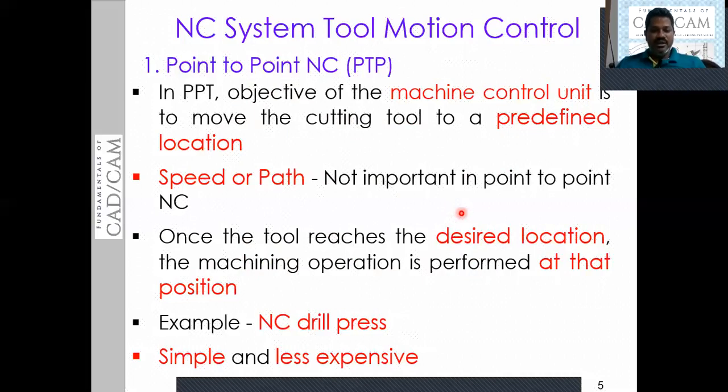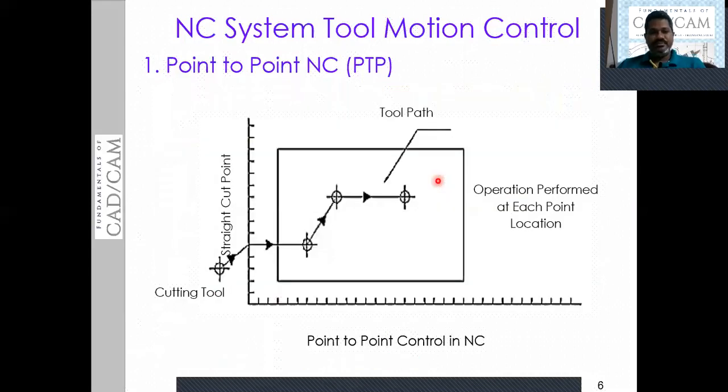This is simple and inexpensive in its nature, so this point-to-point tool motion control system is used where we don't require much accuracy. It is very simple and less expensive, but in turn it gives us less accuracy, so this type of point-to-point control system is used where we don't require much accuracy.